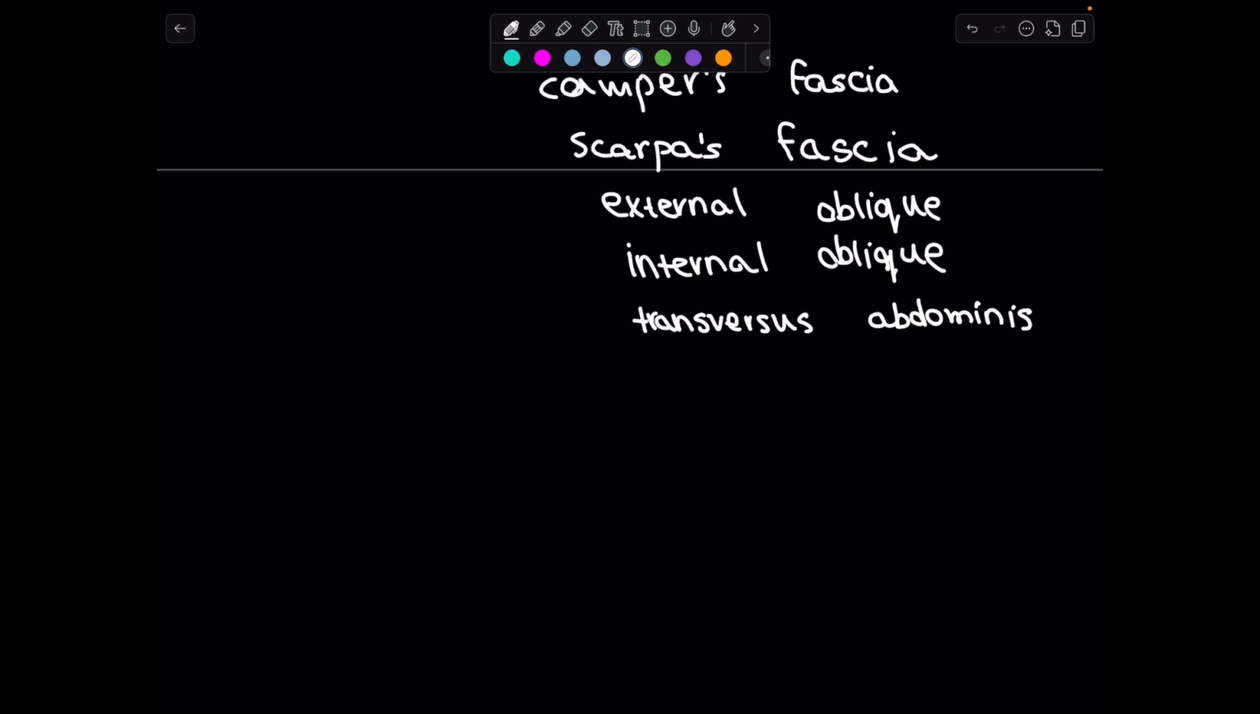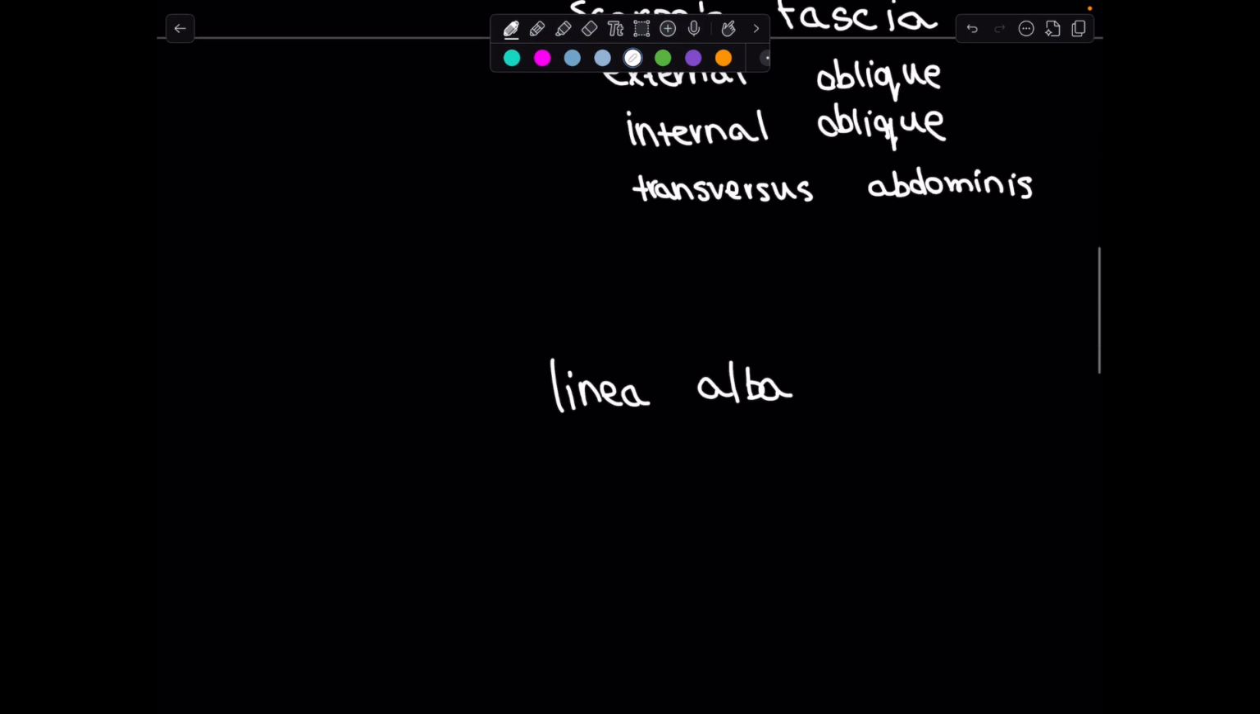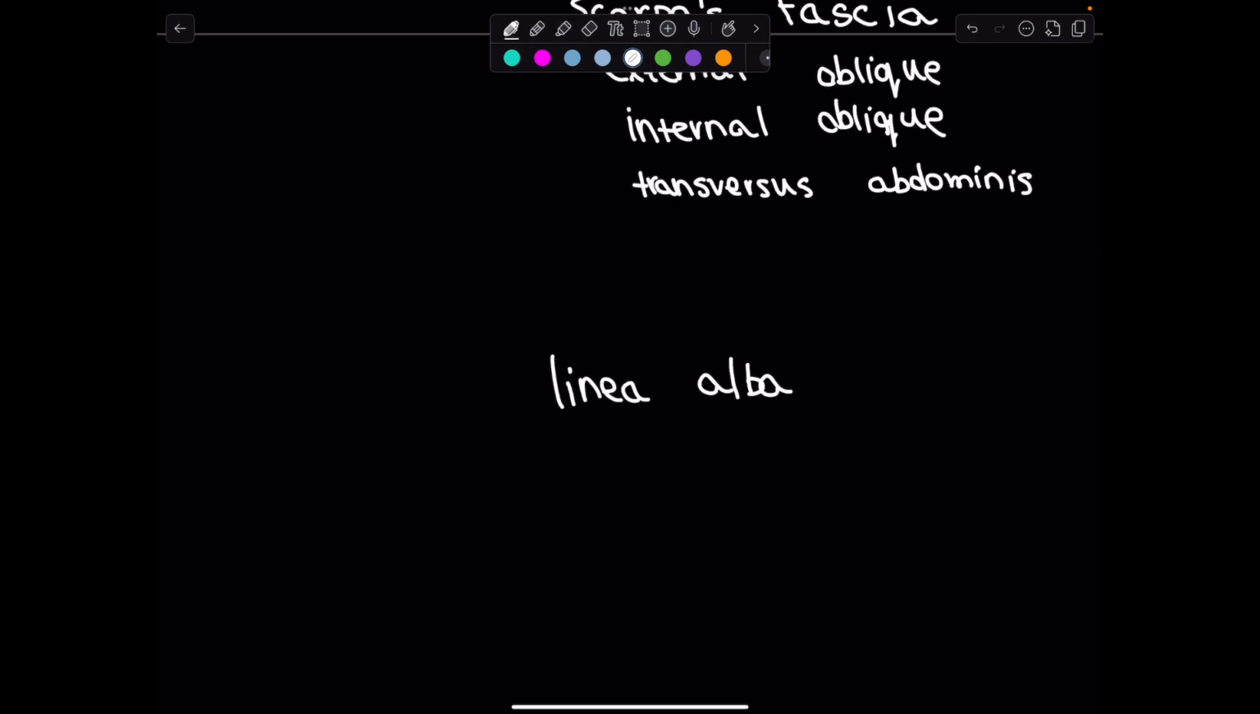You're spot on with the main muscles. Order of layers, superficial to deep. Skin, Camper's fascia, Scarpa's fascia, external oblique, internal oblique, transversus abdominis, rectus abdominis medially, transversalis fascia, extraperitoneal fat, parietal peritoneum. Main muscles, external oblique, internal oblique, transversus abdominis, rectus abdominis. We can dive deeper into any structure for your podcast. Just let me know which.